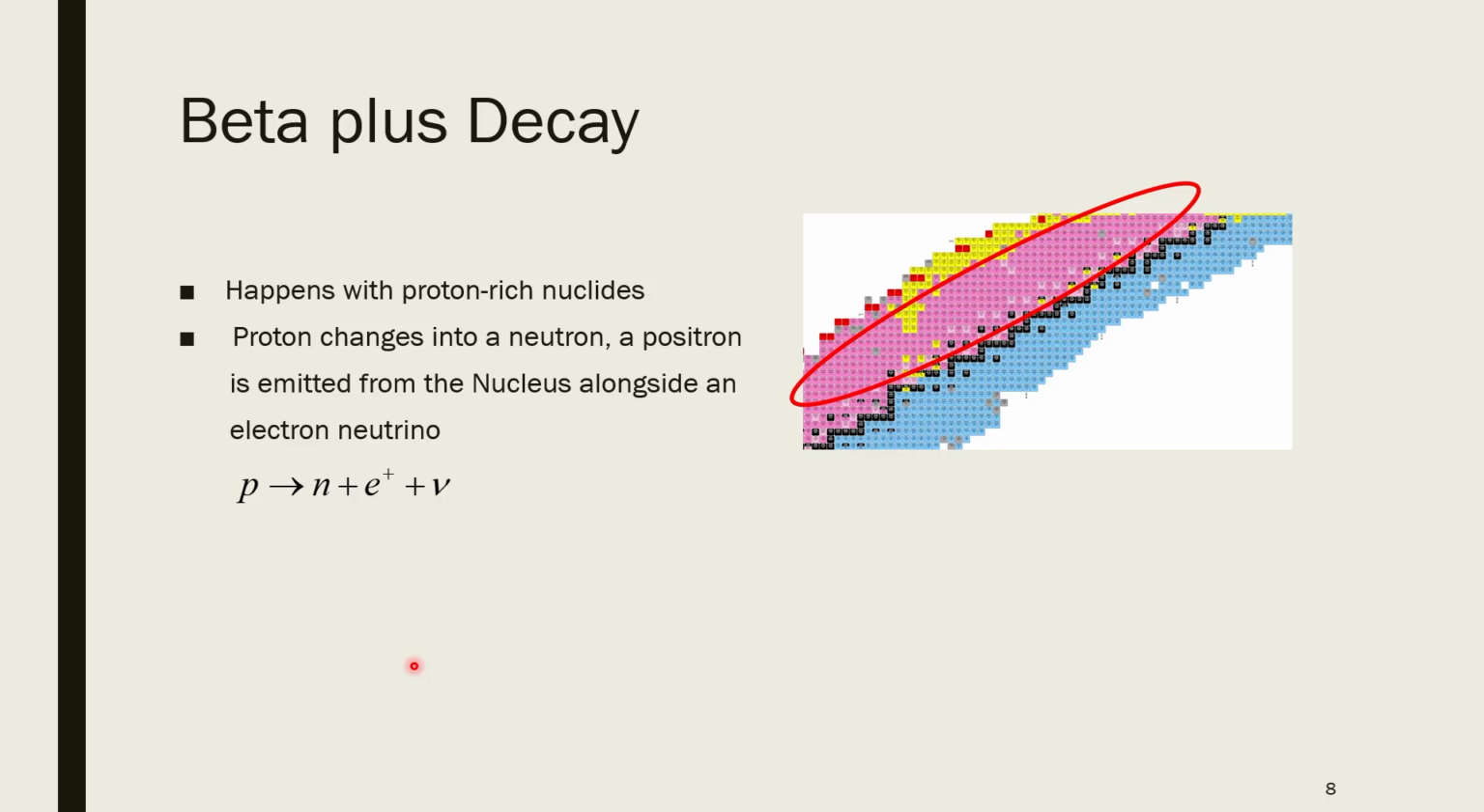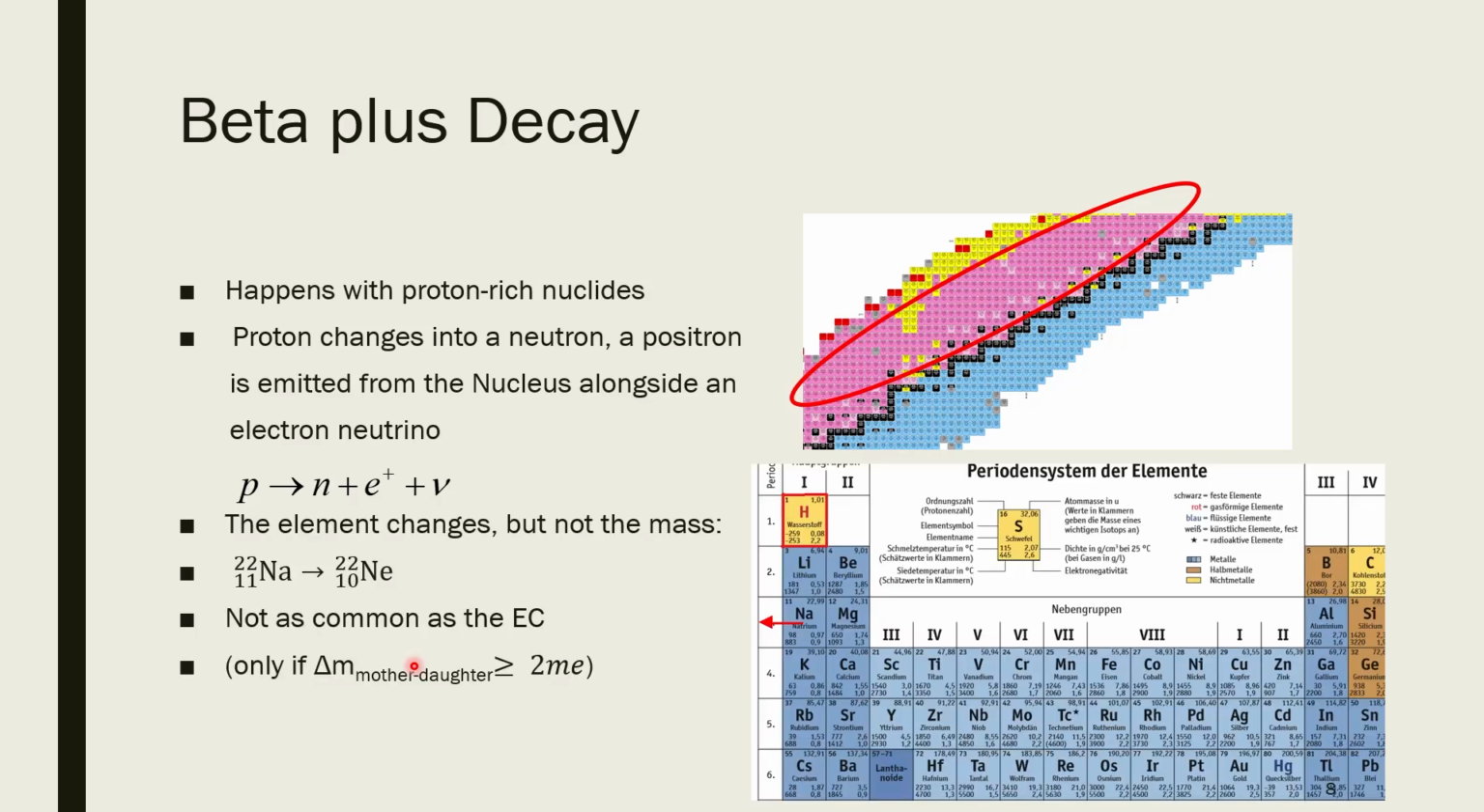A positron is the anti-particle of an electron, so you could say a beta plus emitter is an antimatter emitter. And yeah, the element changes, but still not the mass. The electron capture and the beta plus decay will result in basically the same nucleus being formed.